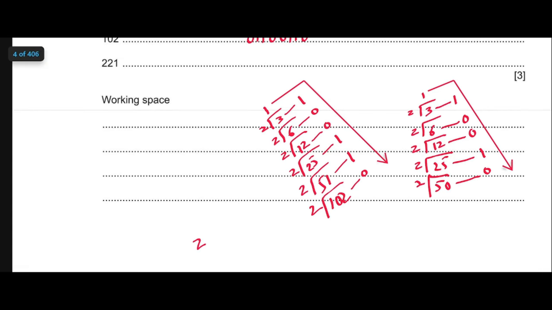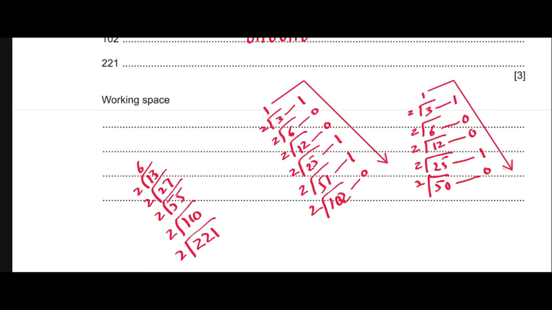Okay, so a big number, 221. Divided by 2 is 110 remainder 1. Then divided by 2 is 55 remainder 0. Divided by 2 is 27 remainder 1. Divided by 2 is 13 remainder 1, then 6, then 3, then 1. Okay, so let's add the remainders: 1, 0, 1, 1, 1, 0, and 1. Bottom to top.